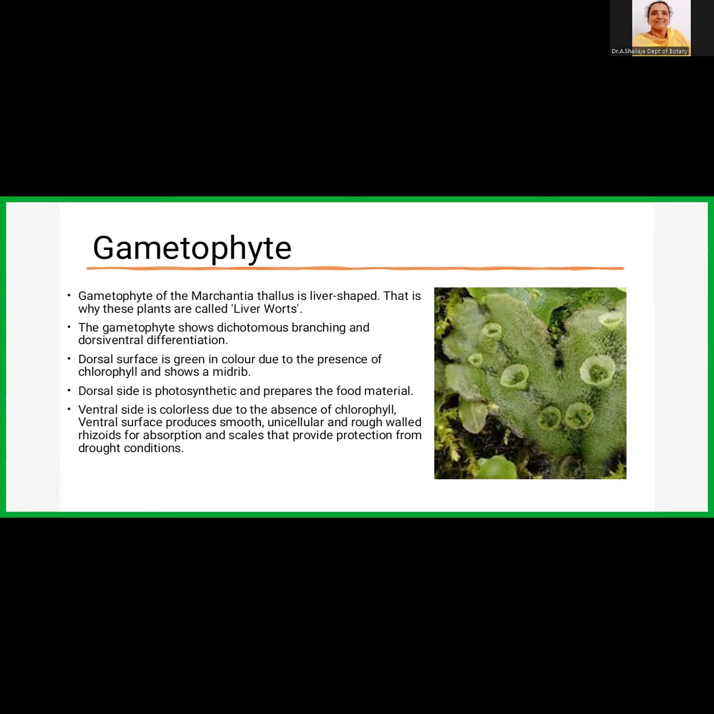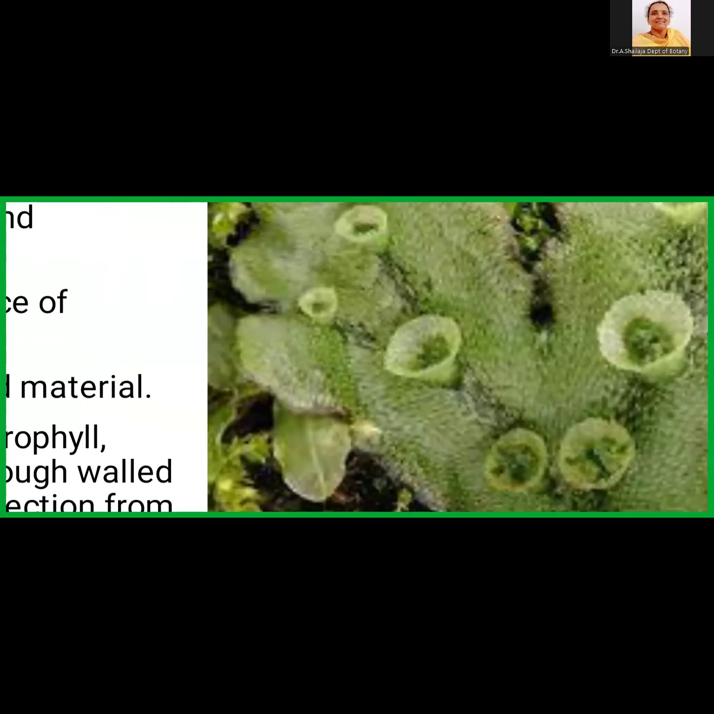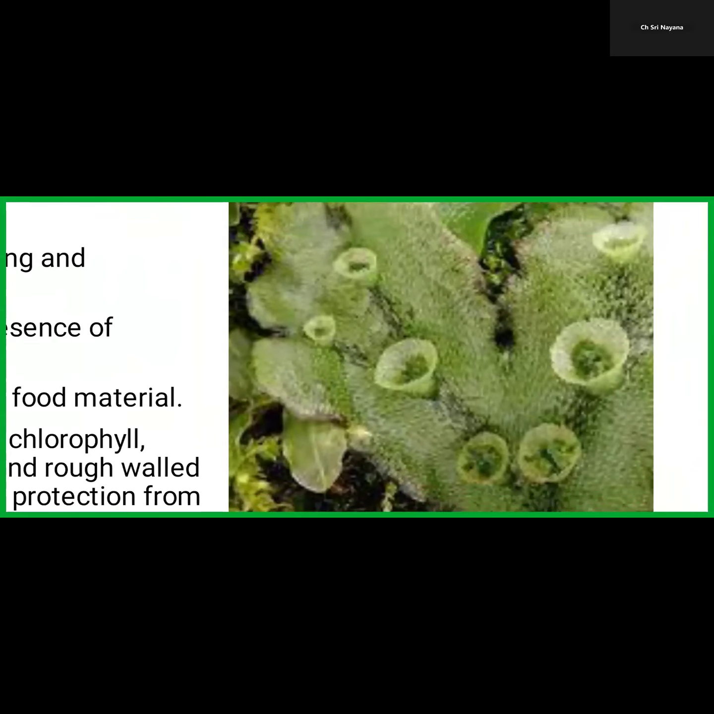Straight, dichotomously branched with dorsiventral structure. Some are erect and some are prostrate. In this, at the apex of each branch, a notch is present in which the growing point is located. Okay, one notch is there. So that is the growing point. So the thallus has a conspicuous midrib which is marked on the dorsal side with a shallow groove. See here, the midrib is there.